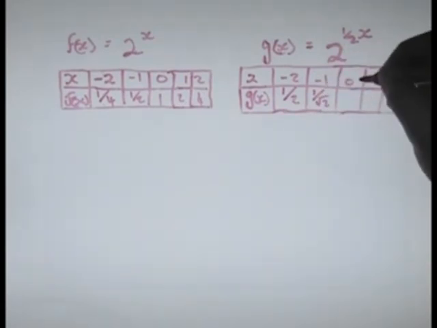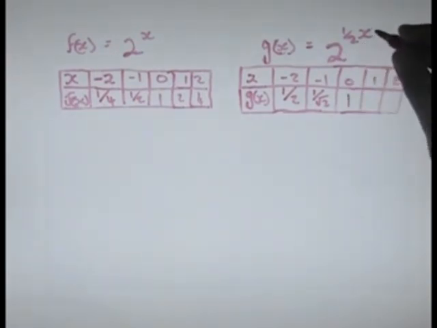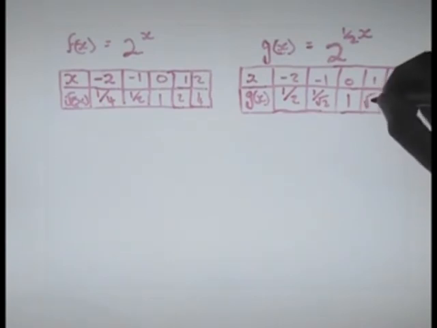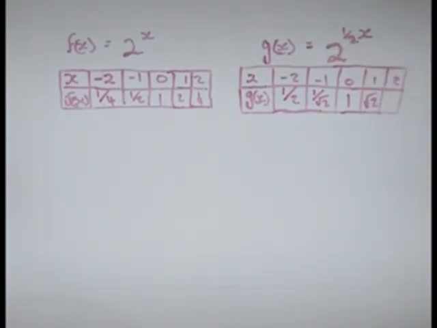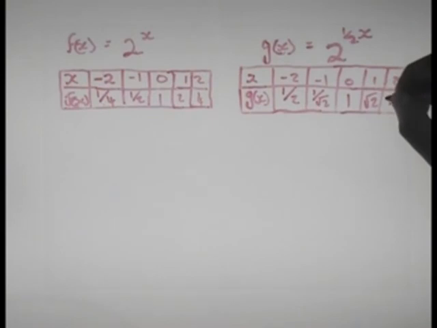When x is equal to 0, that's going to be 2 to the power 0, which is 1. When x is equal to 1, that's going to be square root of 2, because it's 2 to the power a half. And when x is equal to 2, that's going to be 2 to the power 2 times a half, which is 1. 2 to the power 1 is 2.